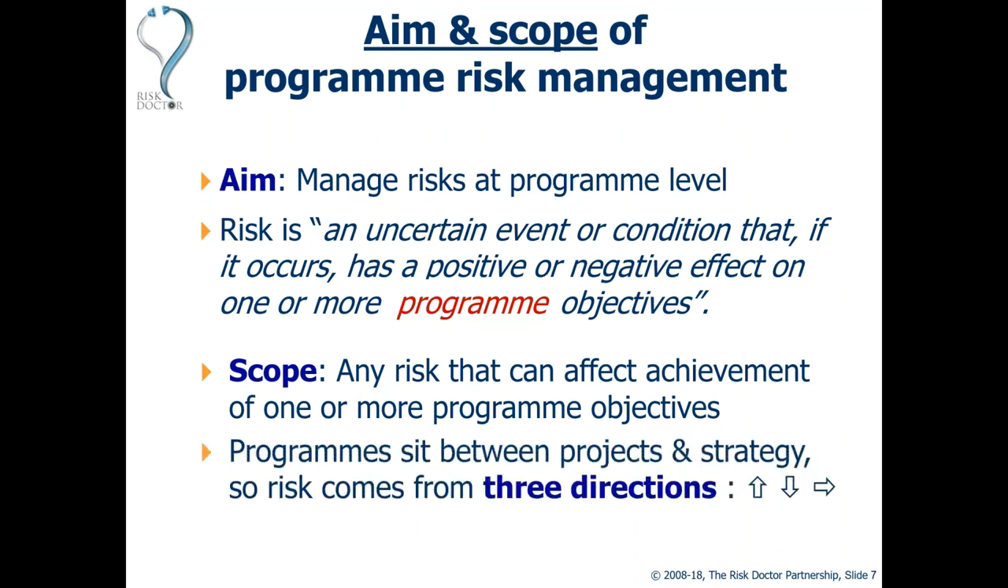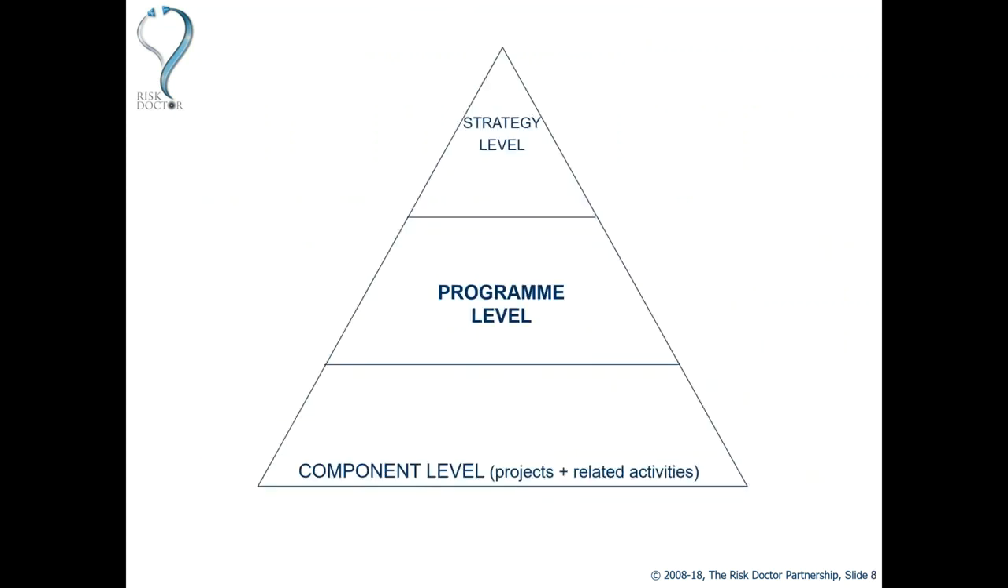We have to have uncertainties that, if they occur, will affect our program objectives for those things to be within scope for us. Now, because programs sit between projects and strategy, that means that risk can approach programs from three separate directions, up, down, and sideways. So if we think of here in this diagram, programs sitting above the component level, where we have the related projects and the related change management activities or operational activities or other program activities, and perhaps sub-programs as well. And programs sit above those components, but programs deliver benefits at the strategic level. So programs sit below strategy, programs contribute to strategy.